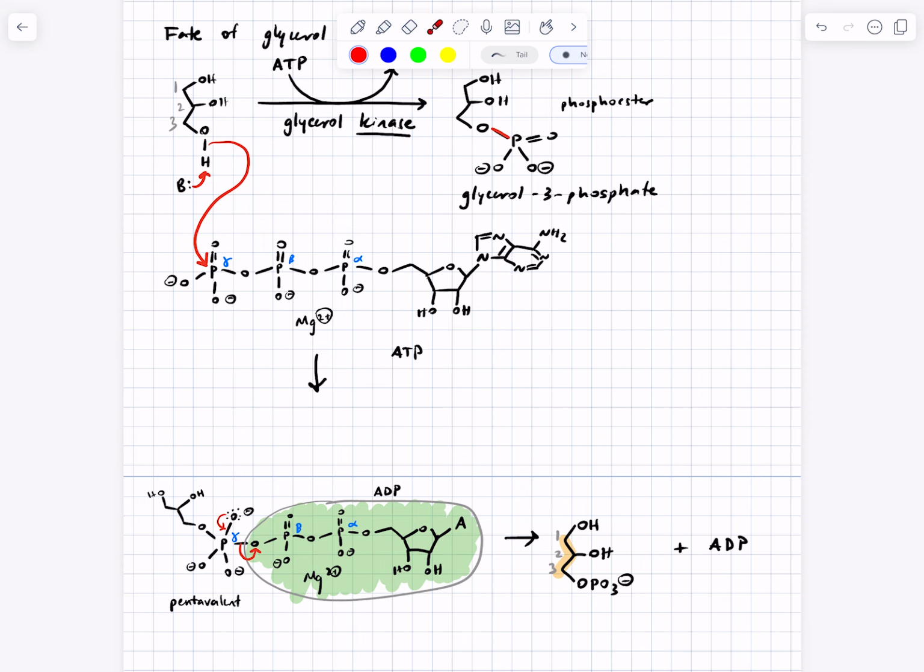Okay, yeah? So is it the kinase that's making sure that the oxygen on the bottom of the glycerol is attacking the phosphorus, or is it just sterics? Right, is it the kinase that's determining which of the hydroxyls attacks?